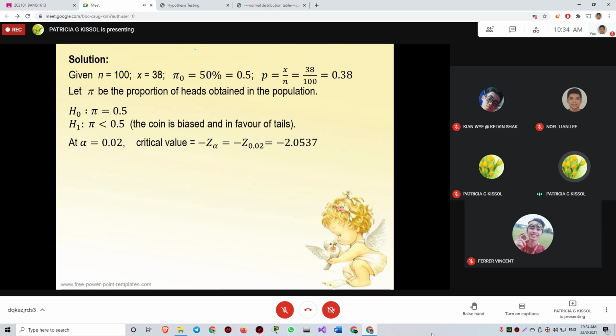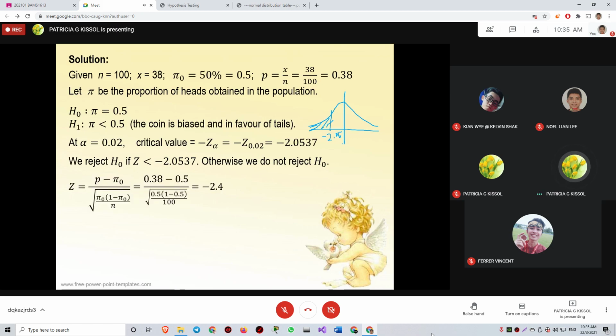So here at alpha equals 0.02, critical value is, well, left. So therefore we get a negative. And when you draw the normal distribution, it will be negative 2.05. And it will be here, right? That would be your rejection. The decision is if you get less than negative 2.0537, we reject the null hypothesis. Otherwise, we do not reject. So when you put into the formula and you calculate, you get negative 2.4.